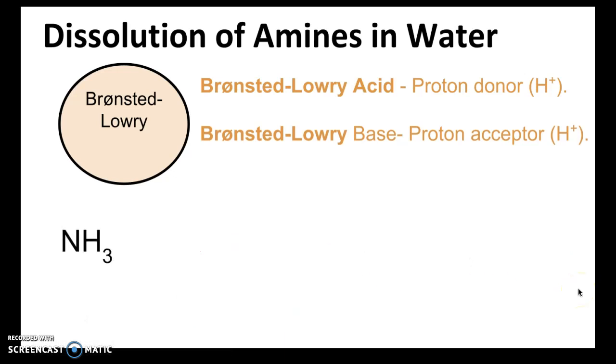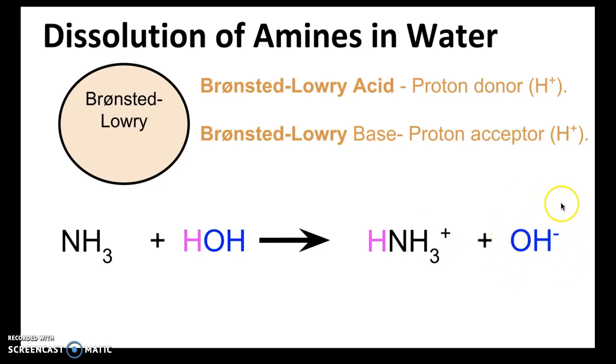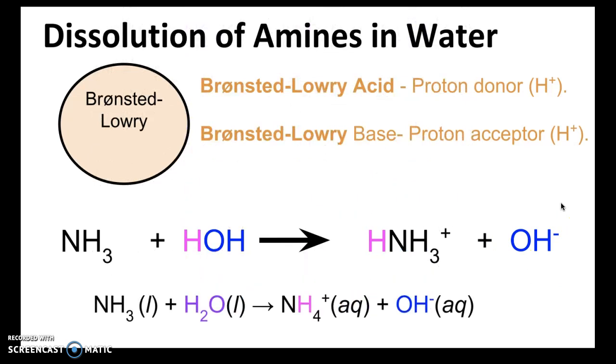Let's look at another example with NH3 before you try it. So NH3 plus water, the amine is going to steal that hydrogen from the water, forming this ammonium, NH4 plus, and then what's left over from water is OH minus. And so we can write its chemical equation like that.